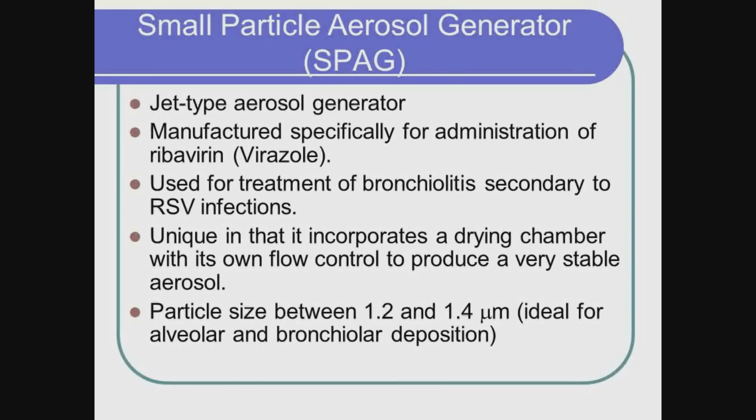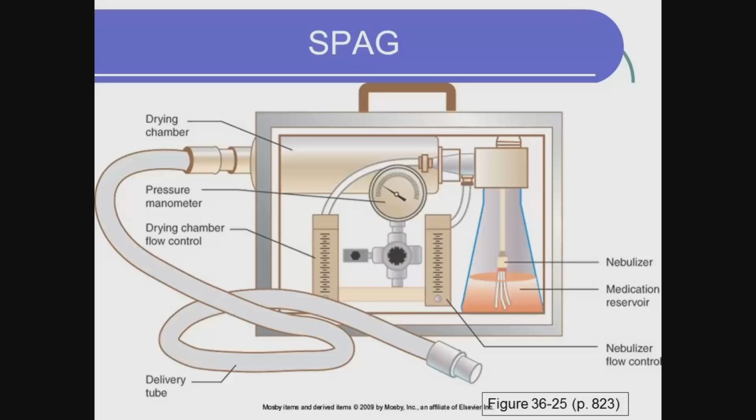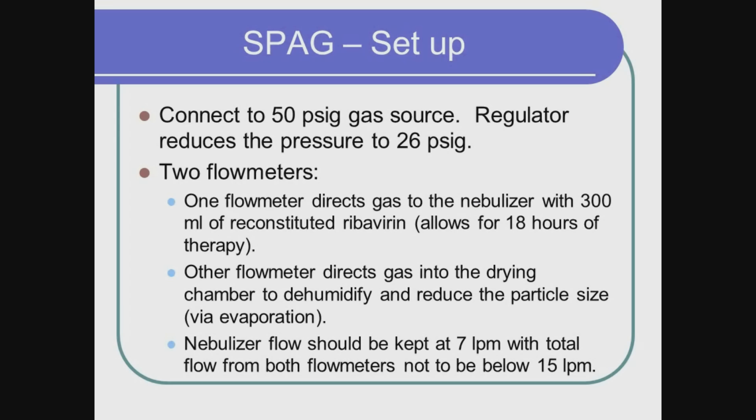It has a drying chamber and produces a very, very stable aerosol in a very small particle range, which allows for deposition into the bronchioles as opposed to being in the upper airway. This is what it looked like. You can see the medication reservoir there, creating the nebulization, and then there's this drying chamber which allows for a stabilization of the particle size. We're going to just mention it, that it's done for that purpose, and let it go from there.